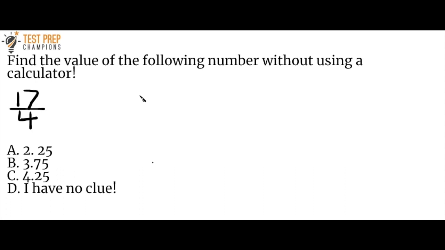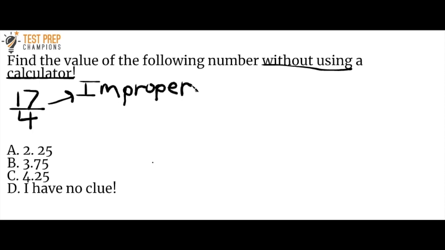Hopefully you had a chance to try this one. The first thing we have to understand is that we want to do this without using the calculator, so we've got to recognize what kind of fraction this is. This is an example of an improper fraction, and the reason is because the top number in the fraction is bigger than the bottom number. The top number is called the numerator, and the bottom number is called the denominator.